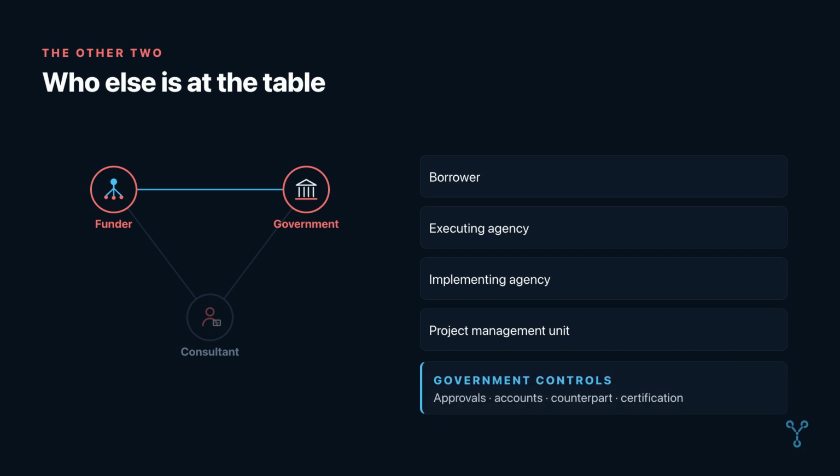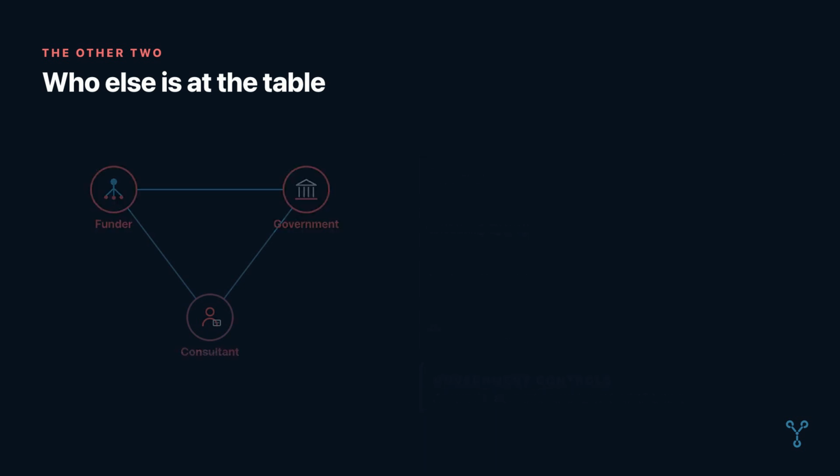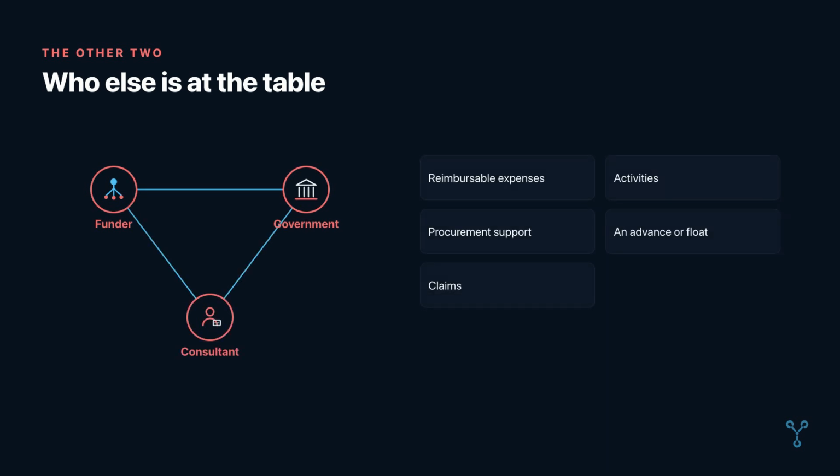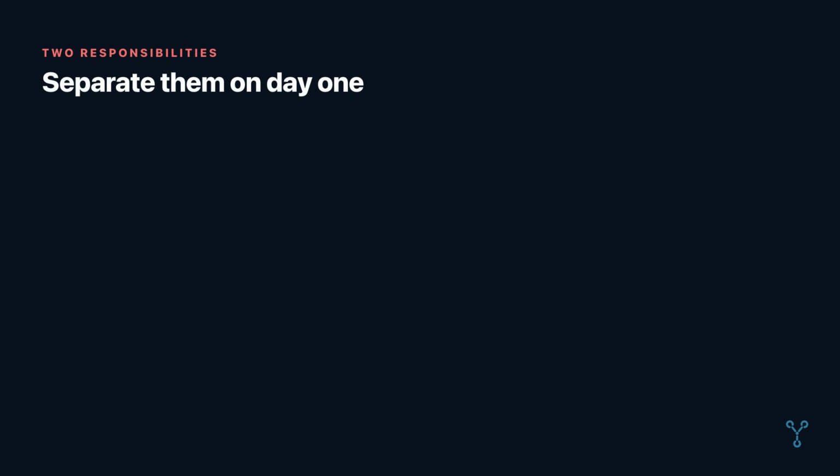Third is the consultant, your firm and team. You provide the agreed expertise and outputs. Depending on your contract, you may also incur reimbursable expenses, organize activities, support procurement, manage an advance or float, or prepare claims. You may facilitate a process without having authority to approve or spend in your own name. That distinction matters. Your first job is to separate 2 financial responsibilities that are often blended together.